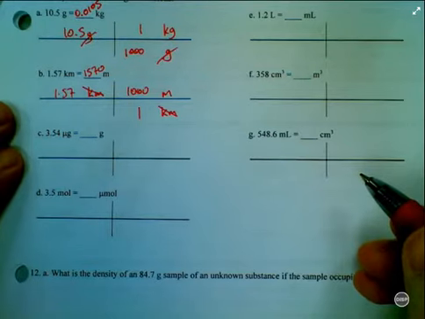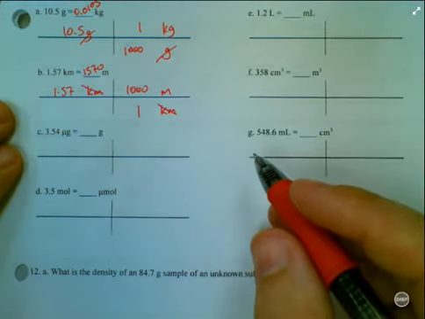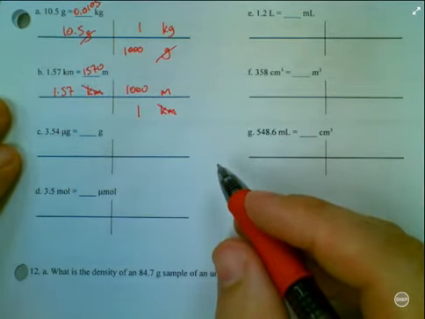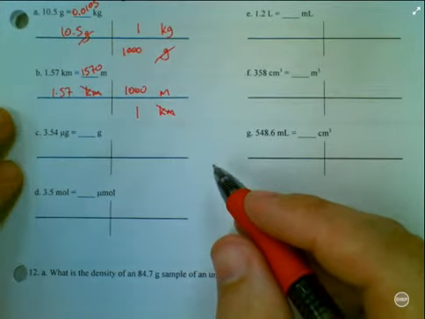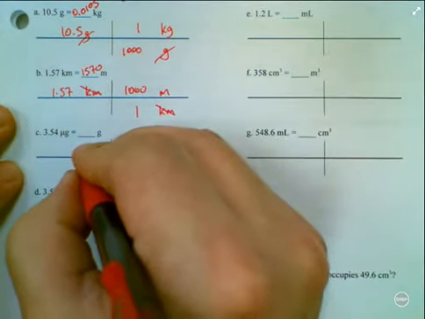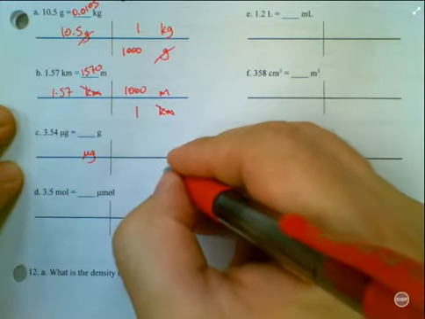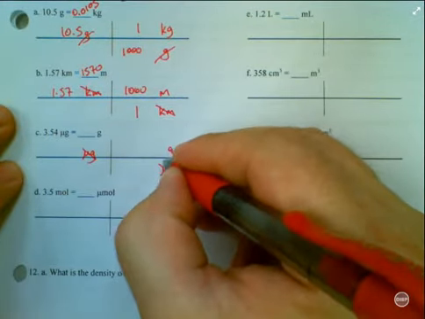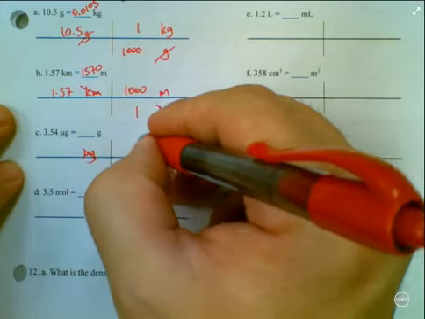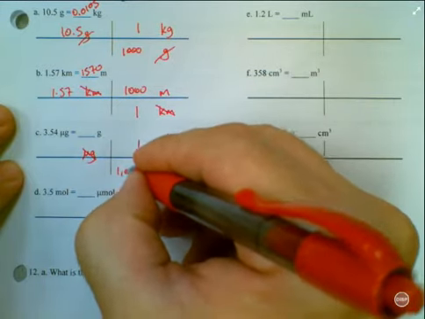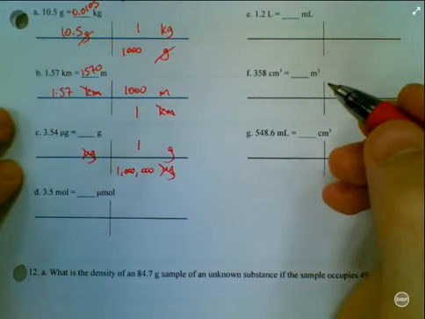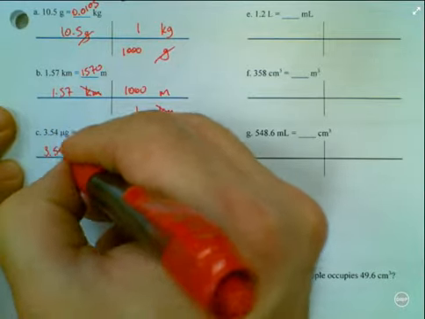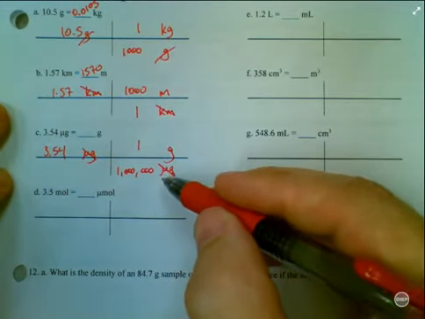Looking at C. Well, we're going to have a big one. Oh, did I want you to go the other way? Oh well, here we go. So I've been given micrograms, and I want those to cancel, and I want to go into grams. So for every 1 gram, I have 1 million micrograms. Sorry, 1 million micrograms, my bad.